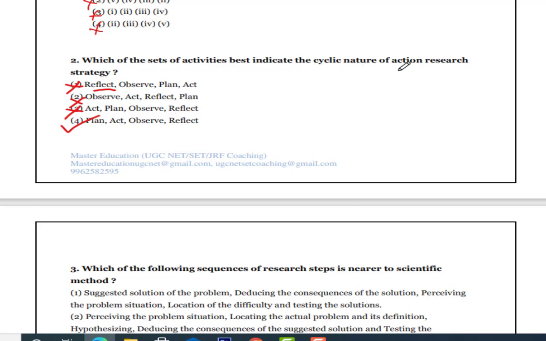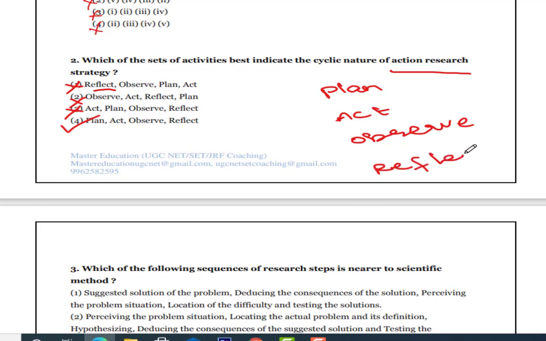So the cyclic nature of action research is, first of all, plan, and then act, then observe, and then we are reflecting. So these are the steps: first this, second this, third, and fourth.